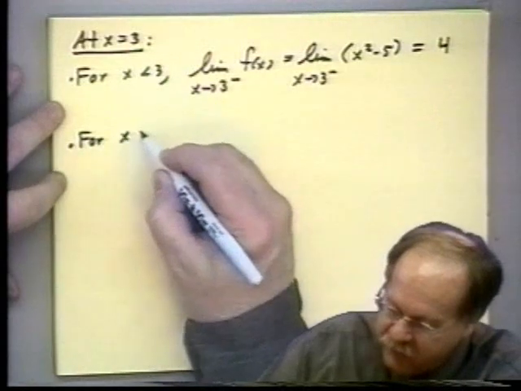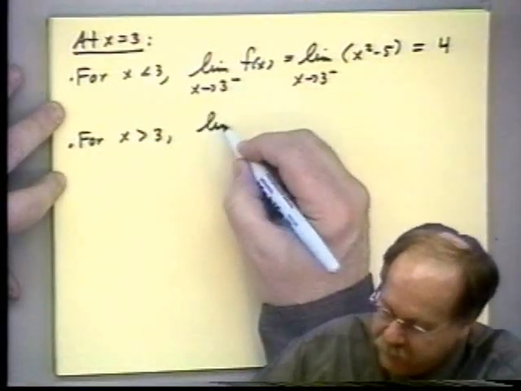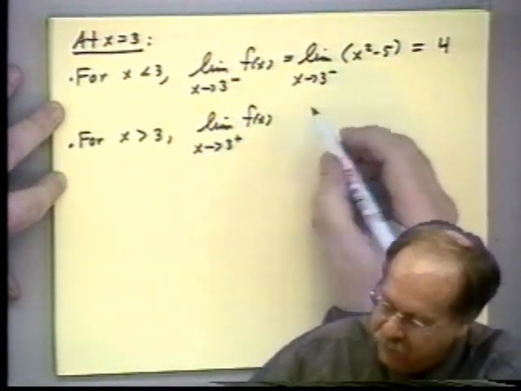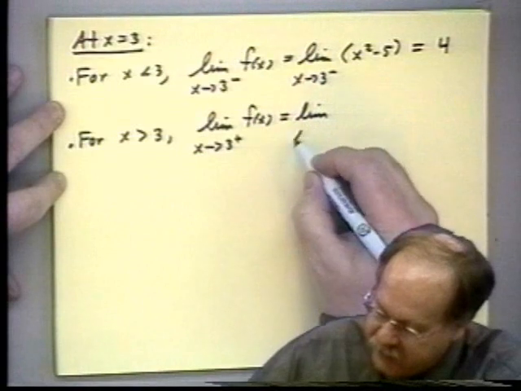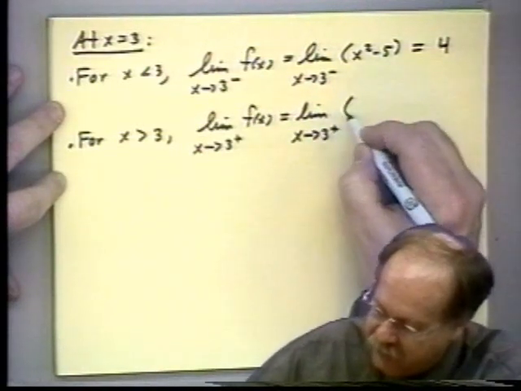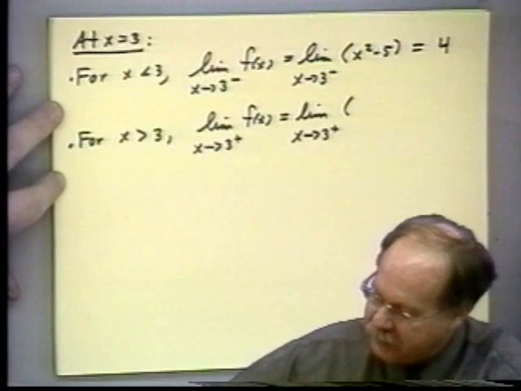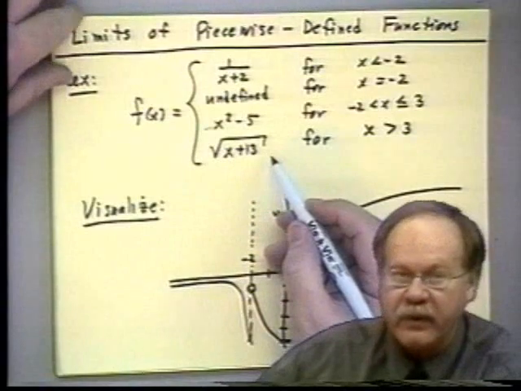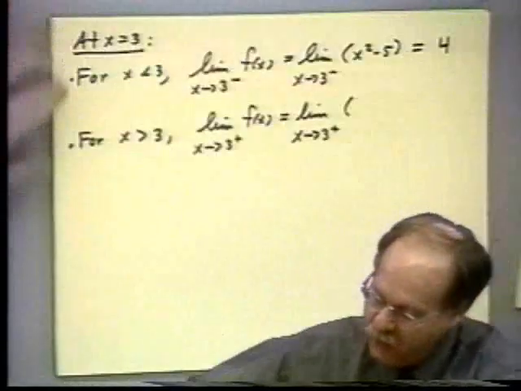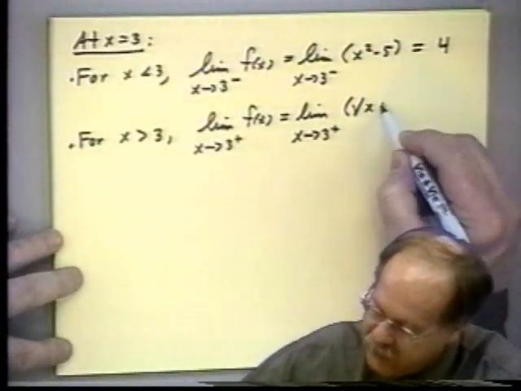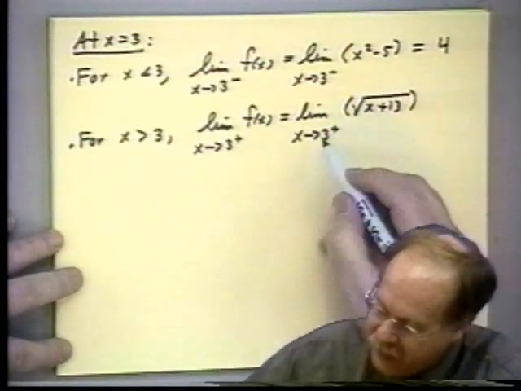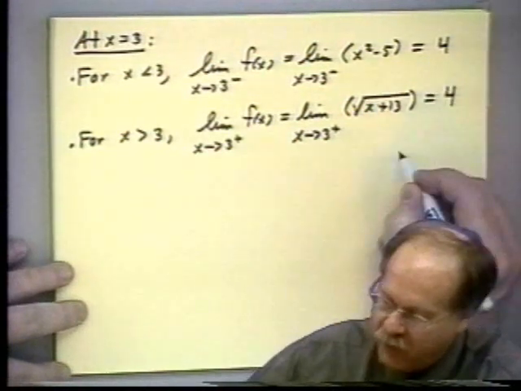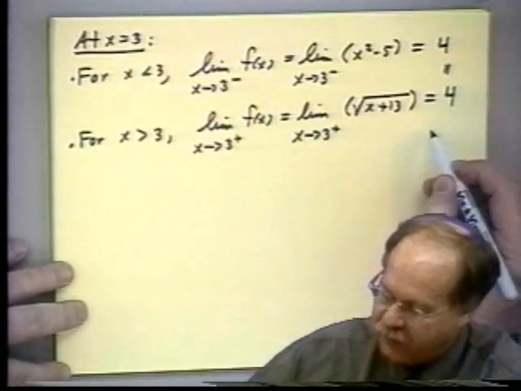Then, in the other direction, for x greater than 3, we take the limit of this function as x approaches 3 from above. Let's go back and see what that function said. Here it is. For x greater than 3, the function is the square root of x plus 13. So that is the square root of x plus 13 in here. And as x goes to 3, this becomes 16, and the square root of 16, as you know, is 4. These two are equal.